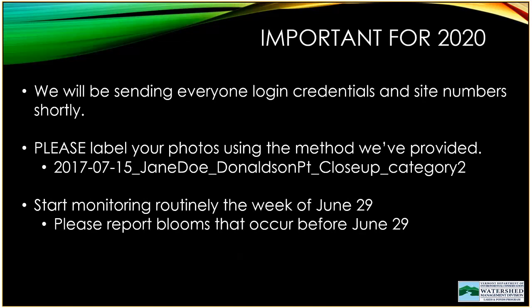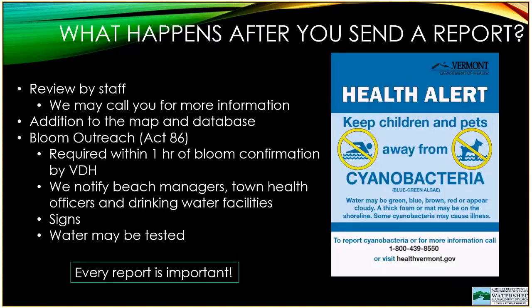And in 2020, we're starting monitoring slightly later than usual. Please start monitoring routinely the week of June 29th. That's the week that 4th of July is in. If you see blooms before June 29th, please do let us know. You can email me directly. You can use the Vermont Department of Health Bloom Alert email. Let us know if you're seeing blooms, and we will get them onto the tracker beforehand, before June 29th.